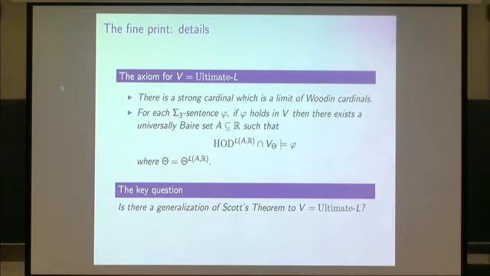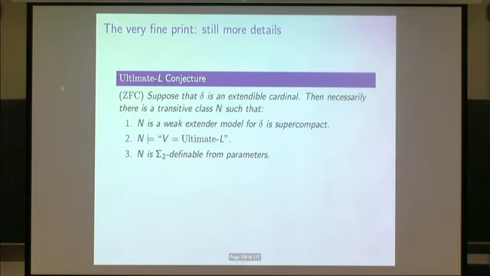But we still have this problem. All right, we have an axiom. However we might motivate it, how can we be sure that there isn't a Scott's theorem? And then we're right back to the problem with L. Well, so that brings us to the ultimate L conjecture.